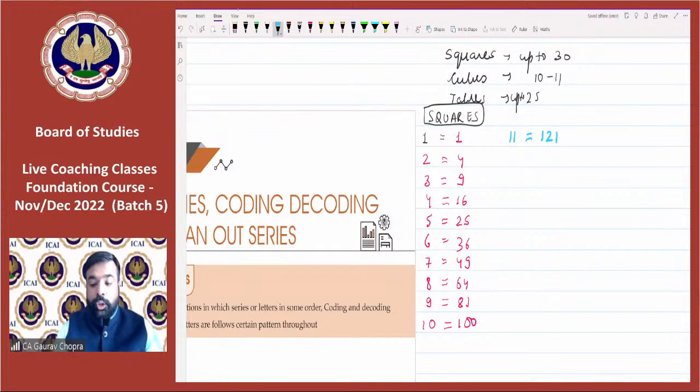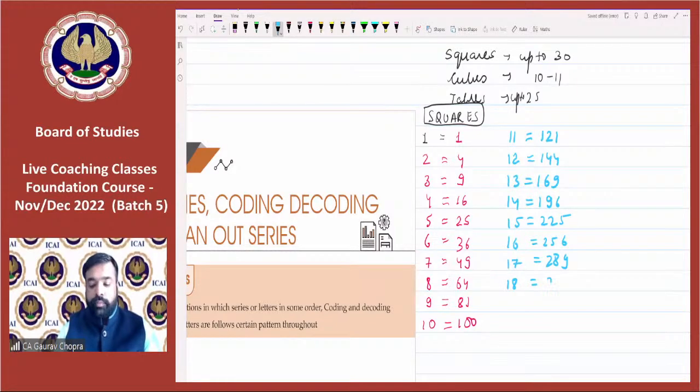Then comes the next one, 11 square. 11 square is 121. 12 square is 144. 13 square 169. 14 square 196. 15 square 225. 16 square 256. 17 square 289. 18 square 324. 19 square 361, and then 20 square is 400.